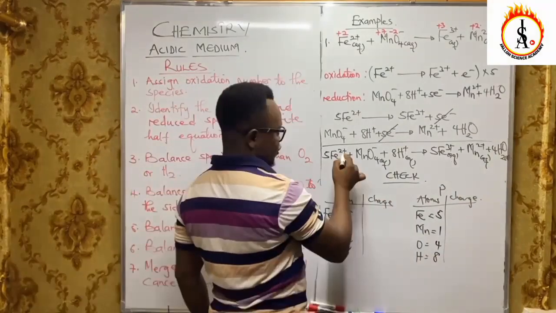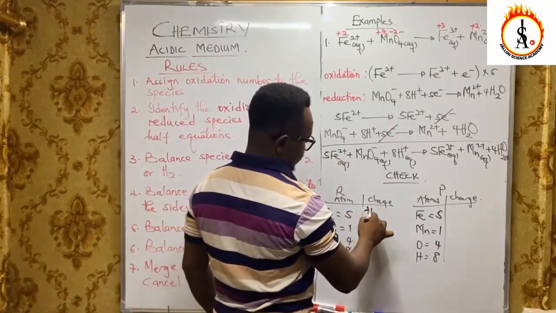Now you check for the charge. We're having a charge of plus 2 here. Plus 2 by 5 gives us plus 10.